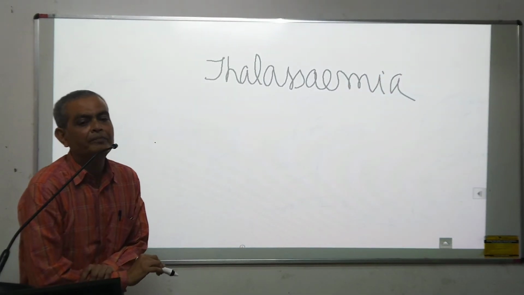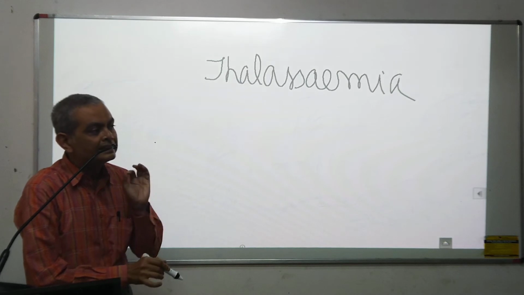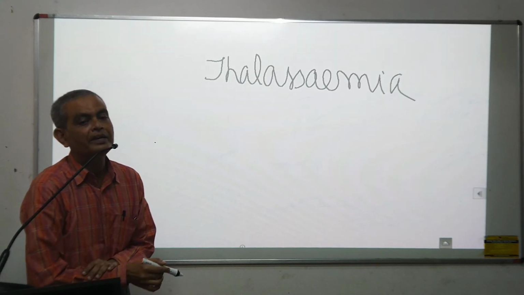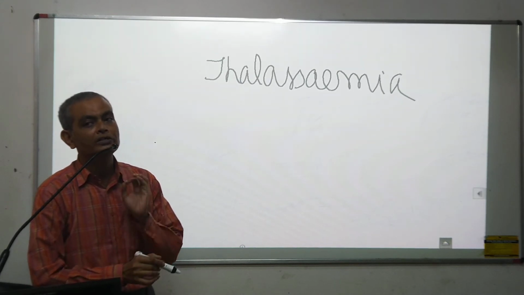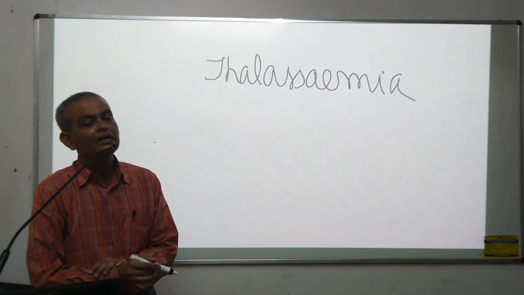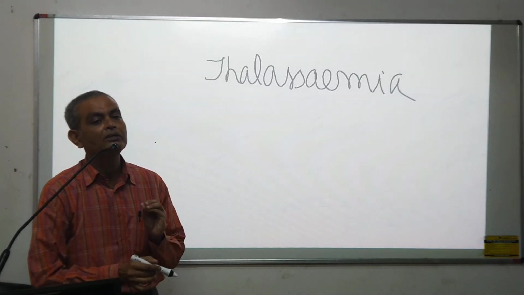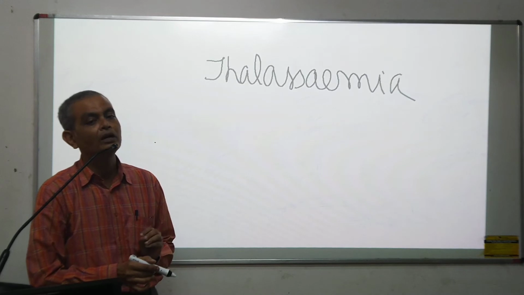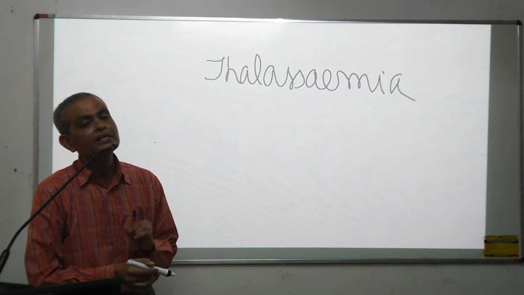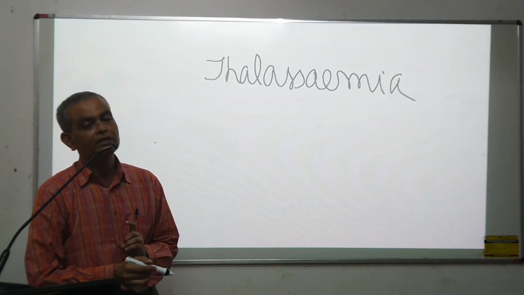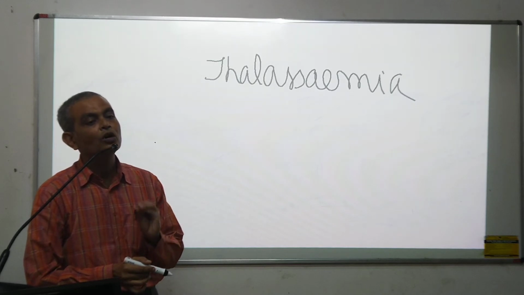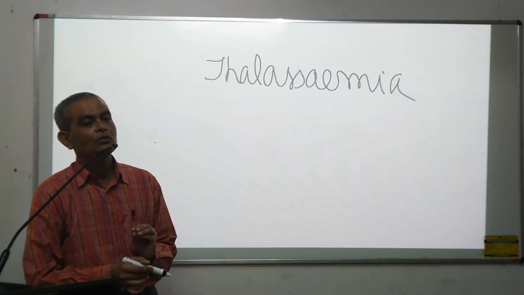Now we are coming into a big topic which is known as thalassemia. Thalassemia is one of the common congenital hemolytic disorders. And if you think about India or West Bengal, then about 7% of the total population is carrying an abnormal globin gene.